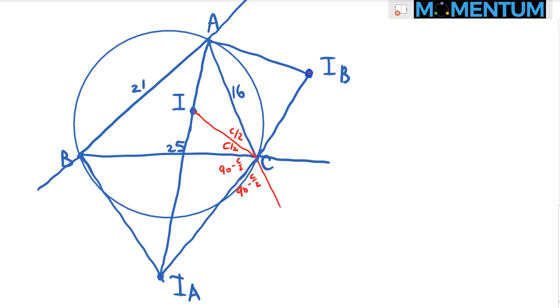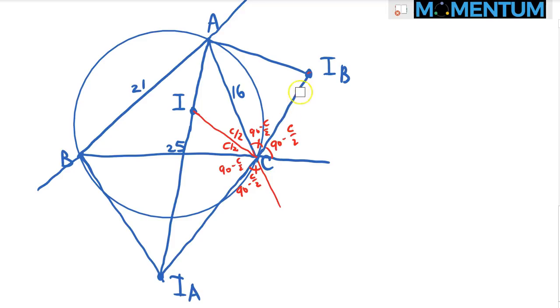But again, this is an angle bisector as well. So the whole thing was 180. So again, this is 90 minus C over 2, 90 minus C over 2, and then boom. So you have some vertical angles here. And as a result, that suggests that I_A, C, I_B are collinear, basically.